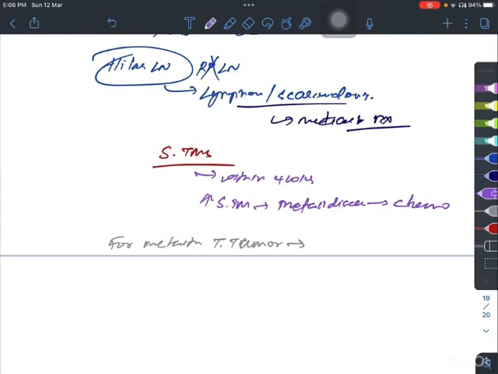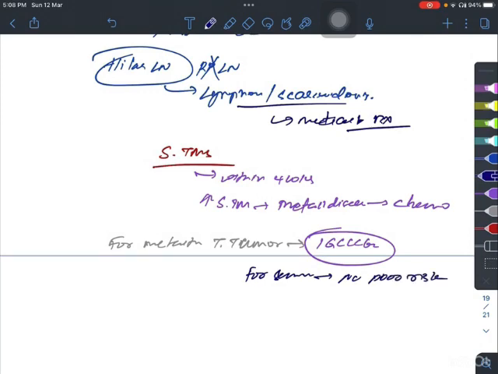the classification system which is used is the IGCCCG classification. This IGCCCG classification was discussed in the previous videos. Please go and check out those videos. In that classification, for seminoma, there is no poor risk group. This IGCCCG has a good prognosis group, intermediate prognosis group, and poor prognosis group. For seminoma, the poor prognosis group is not there. Only for non-seminomatous germ cell tumor is the poor prognosis group there.